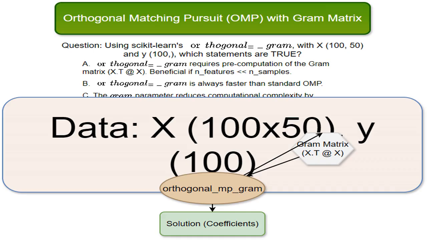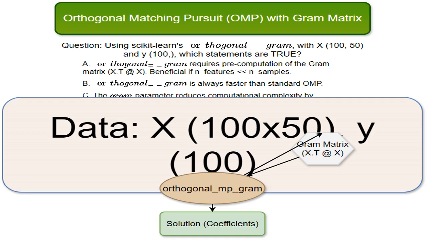This is the key function, a variation of the standard OMP algorithm. The gram part signifies that it leverages a pre-calculated gram matrix, explained below, for faster calculations. Think of it as a shortcut that makes the whole process quicker.